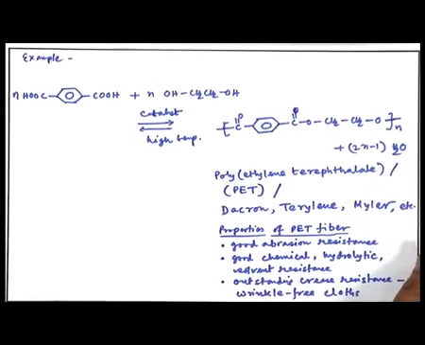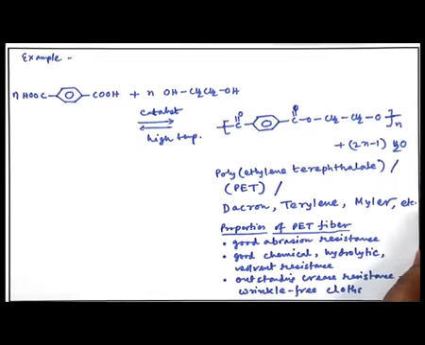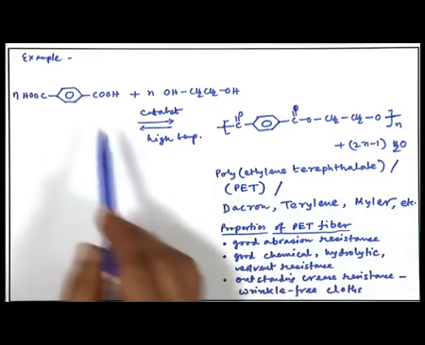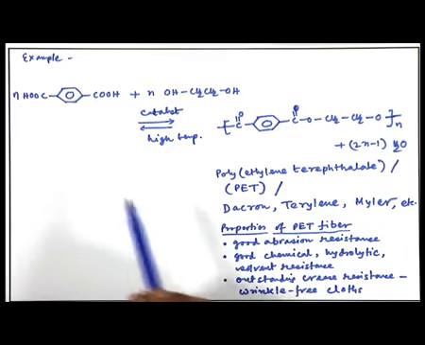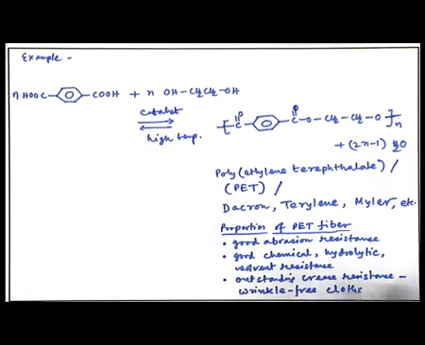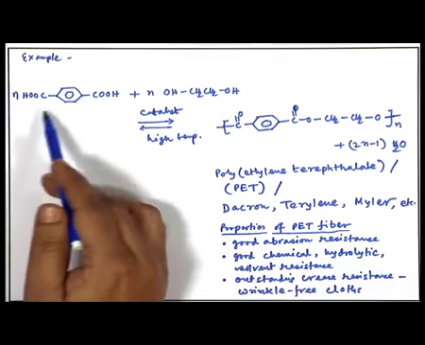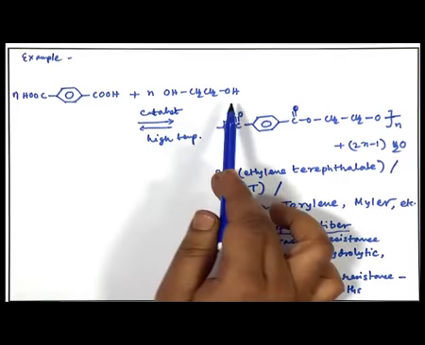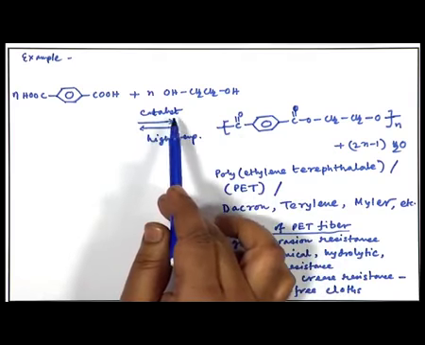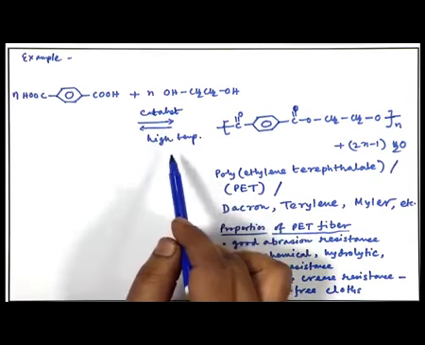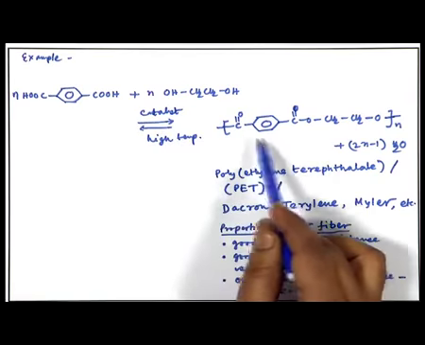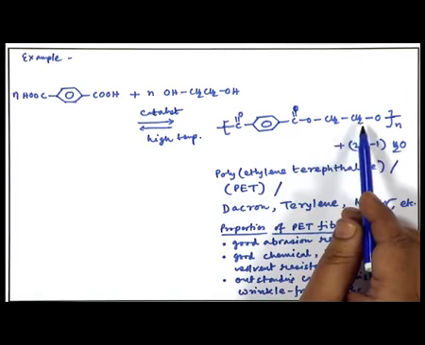Now, the most common polyester which is used in the market is synthesized from this, which we discussed earlier as well. This is terephthalic acid and this is ethylene glycol. In the presence of catalysts, mostly acid catalyst at high temperature, it generates this polyester.